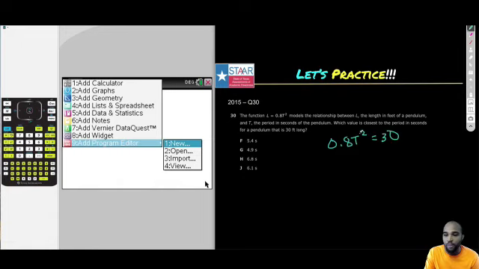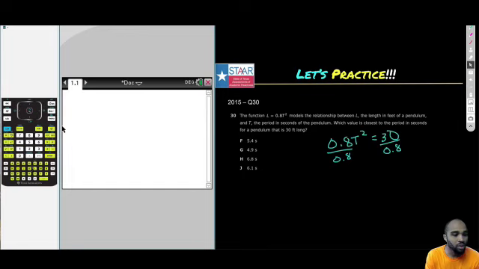So look, it's almost what we've talked about with the square root property if we get this t squared with a 1 in front of it. So I'm going to divide by 0.8 on both sides, and then I'll use my calculator to figure out what 30 divided by 0.8 is. And I get 37.5.